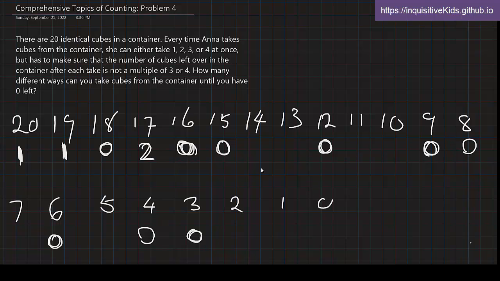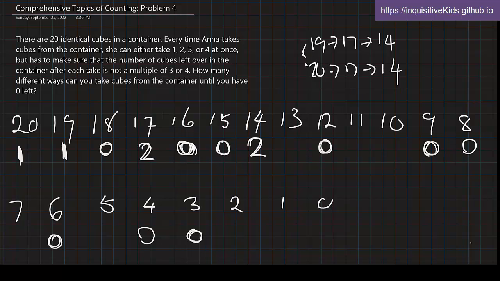Now moving on to 14. You cannot get 14 from 19, because you would have to take away 5, and you cannot take 5 at once. But you can do it from 17, because 17 take away 3 gives 14. So 14 has 2 ways, because 17 itself has 2. It can be 19 to 17 to 14, or 20 to 17 to 14. That's why 14 has these 2 options.